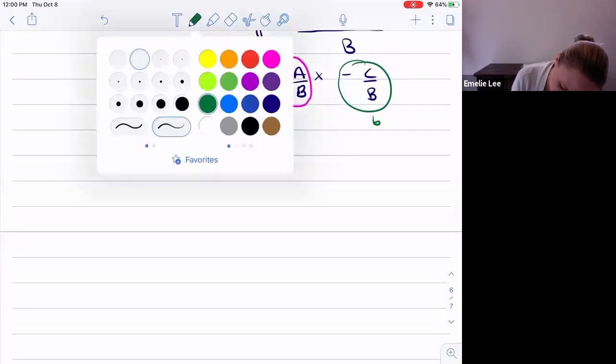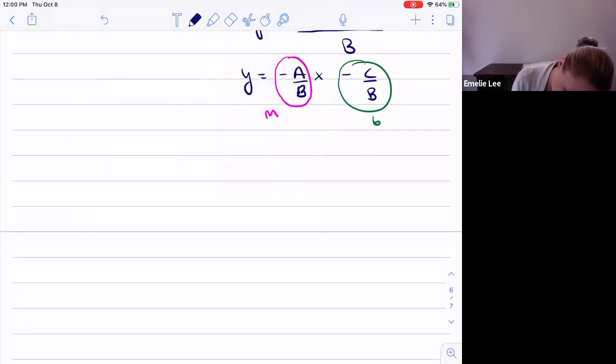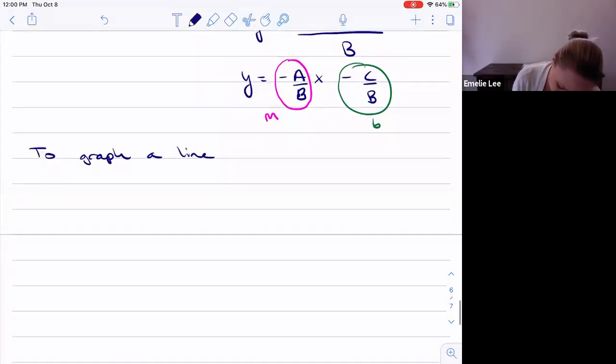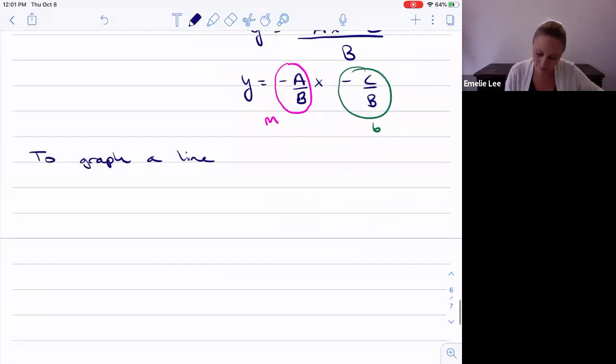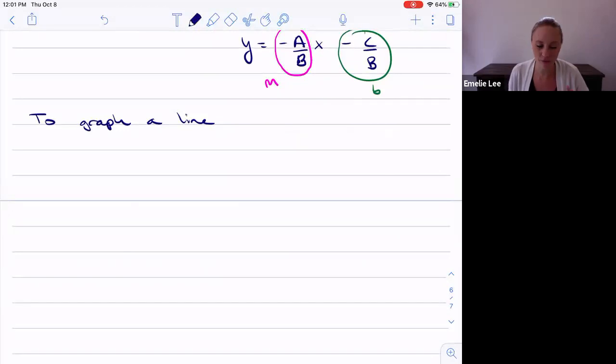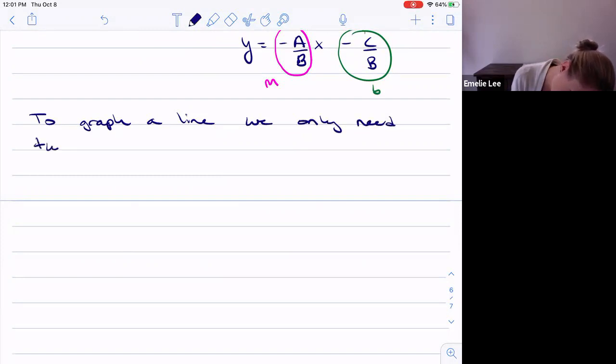So what's fun is to graph a straight line. Oh, I've got a hair on my iPad, there we go. To graph a line, we only need 2 points. And they can be any 2 points.